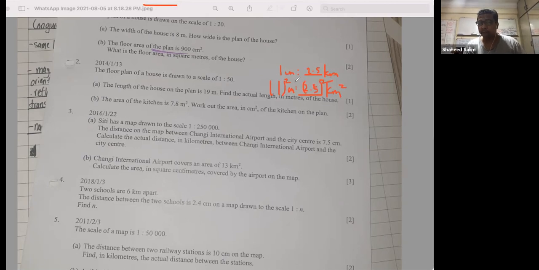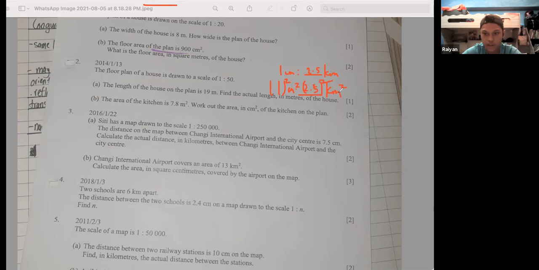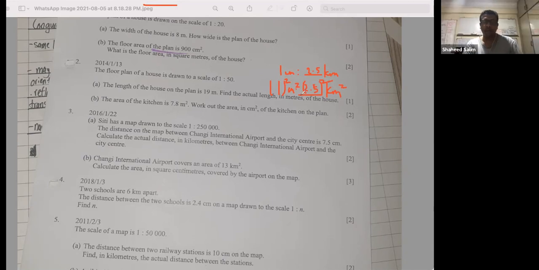Square the number and then put a square down here. You must have a square and a square. So the meters and kilometers will be square. Yeah, square cm to square km. So you tell me now, what does 1 square cm represent? How many square km?